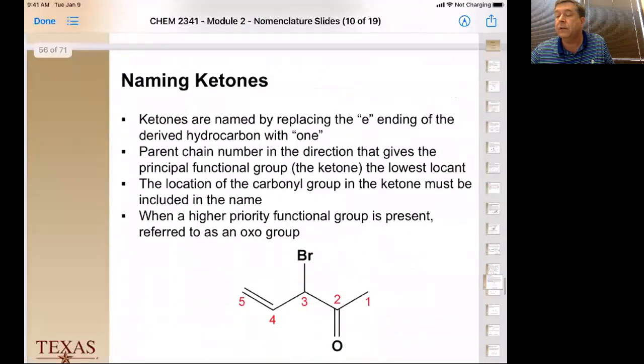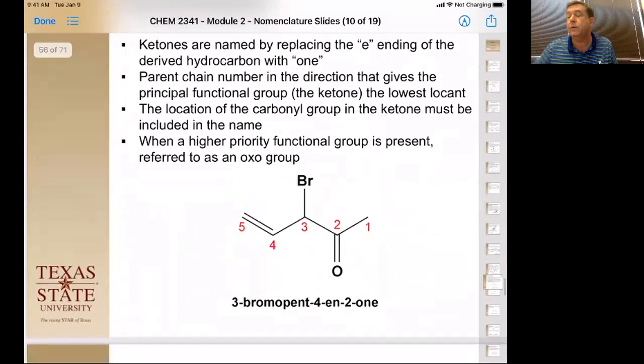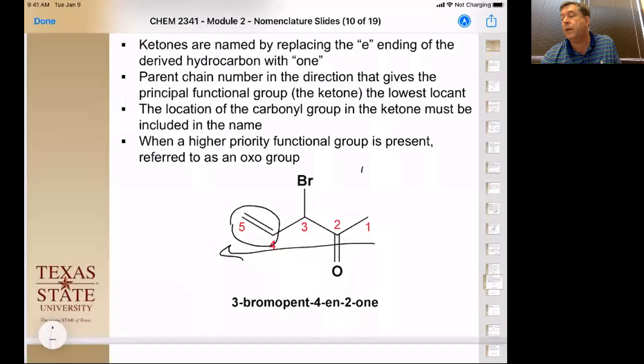So with ketones, we have "one" at the end of the name. And again, we want to locate it because it changes the name. It has to be at the lowest number possible. And in this case here, that makes us number from right to left. We also have an alkene, so we know we'll have a 4-ene somewhere in here because it's on our 4 carbon.